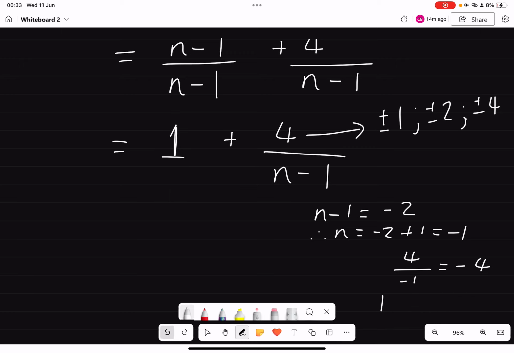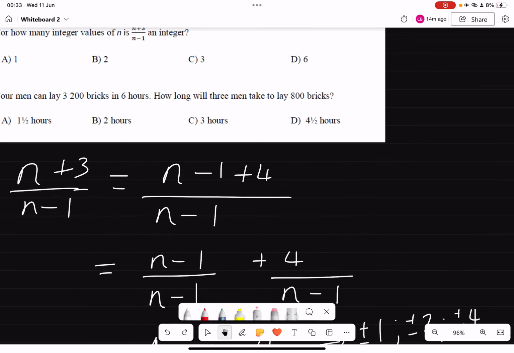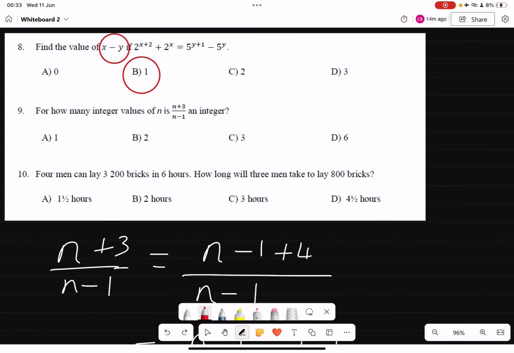So this will be true for all those 6 factors of 4. Here you have 2 factors, 2 factors, 2 factors. So you have a total of 6. Therefore, there are 6 possible n values. And the correct answer is therefore D, to say there are 6 of them. I hope this makes sense.